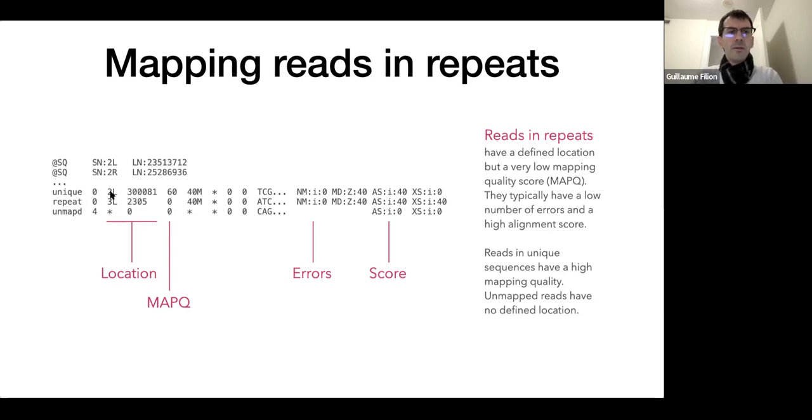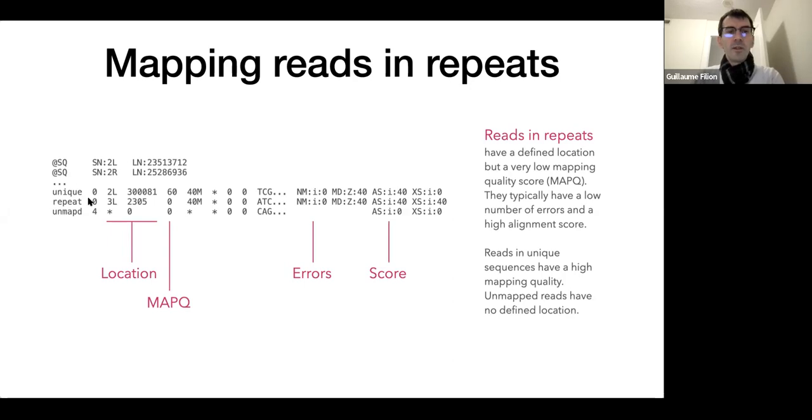If the read is unique, you will have a location, like 2L at that particular location. Pay attention to the mapping quality, it's 60, so it's very high. And then you would have 0 errors if you look at the last fields at the very far end of the line. A pretty high score and no errors.